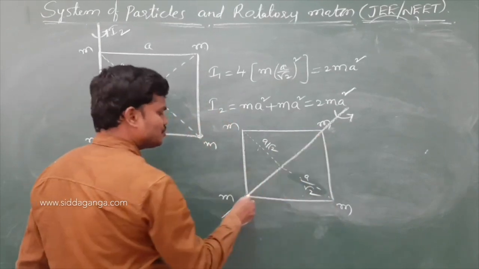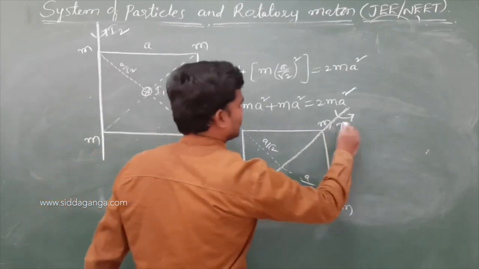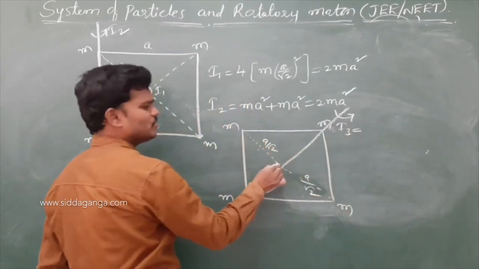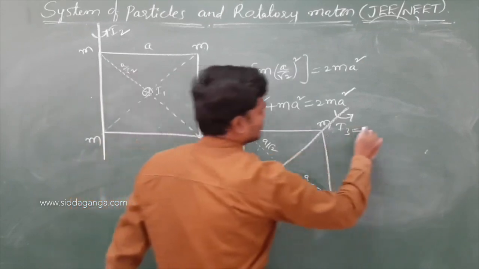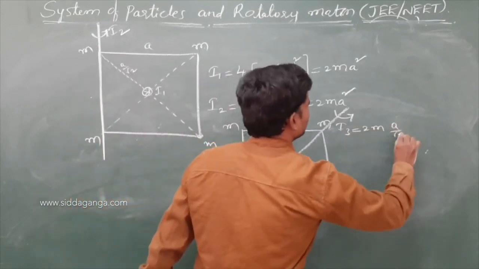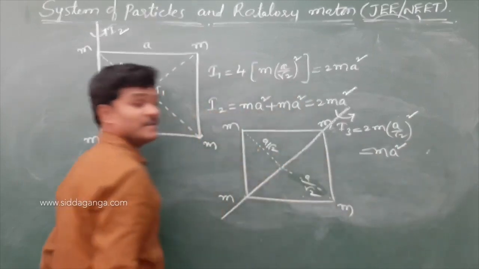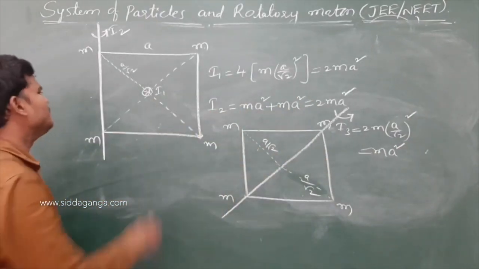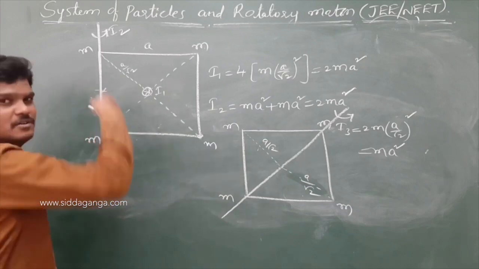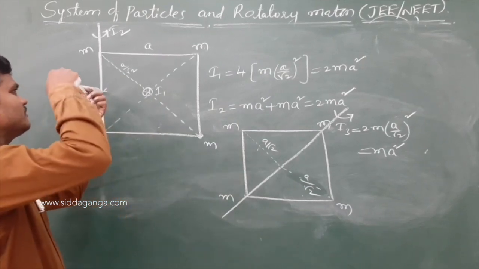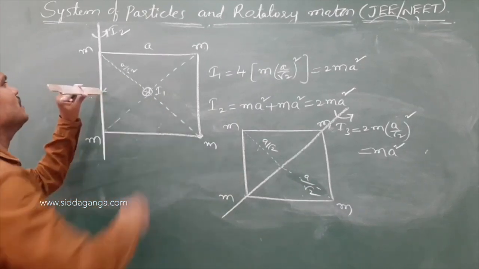And due to these two, there is no moment of inertia. So this is I3: M into A by root 2 whole square, plus M into A by root 2 whole square. So 2M into A by root 2 square, you will get only M A square.